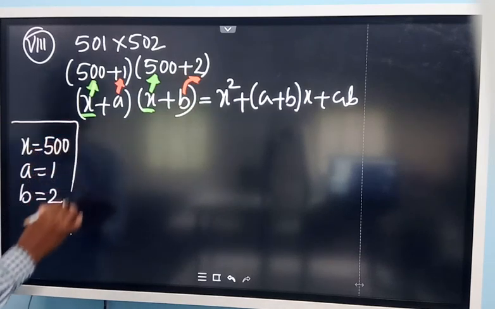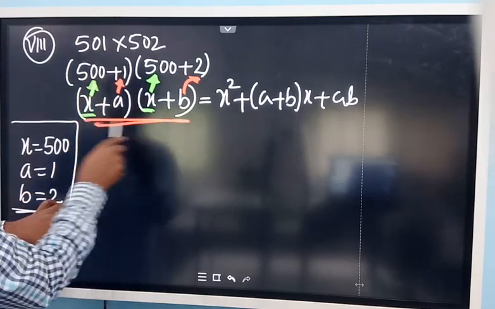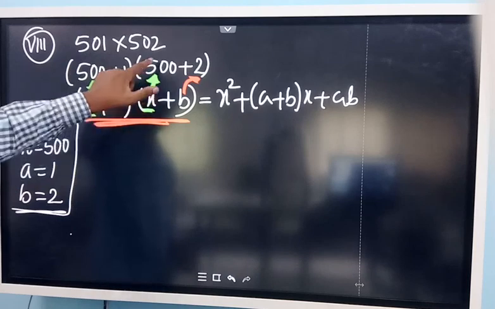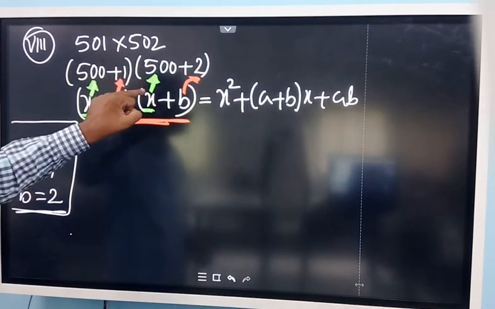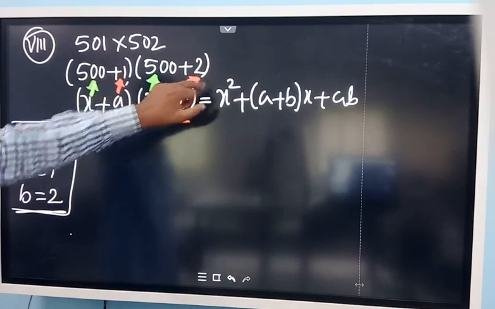So you need to identify these three using this. Compare these two, this one with this one. When you compare this, look at x, both the places it should be the same. Here also 500, here also 500. Then only you can use the formula. And a value is 1, b value is 2.